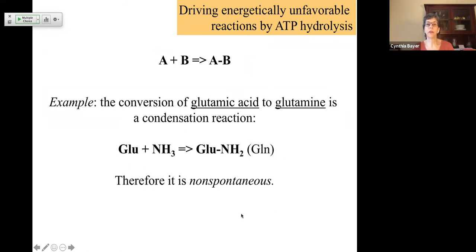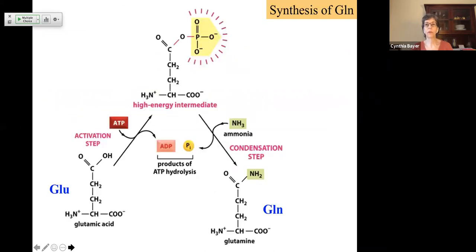Right? This condensation reaction, this dehydration synthesis, is non-spontaneous. It's going to require an input of energy. So let's see where ATP hydrolysis comes into this. Same sort of thing we were just looking at.